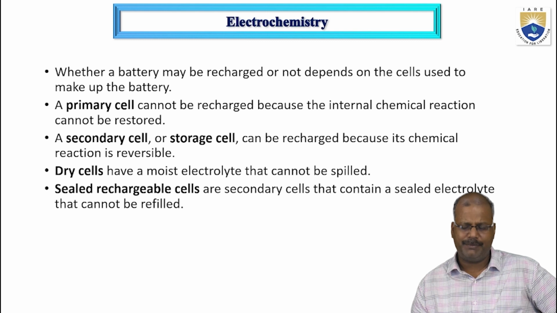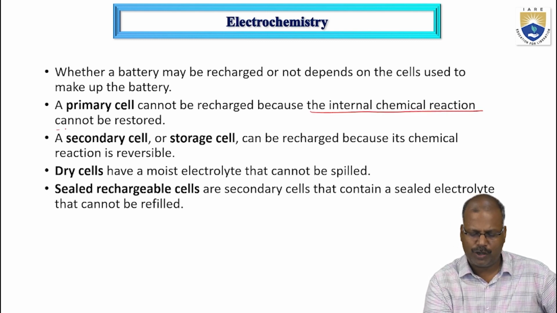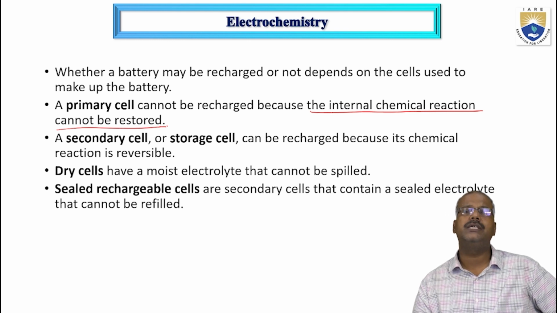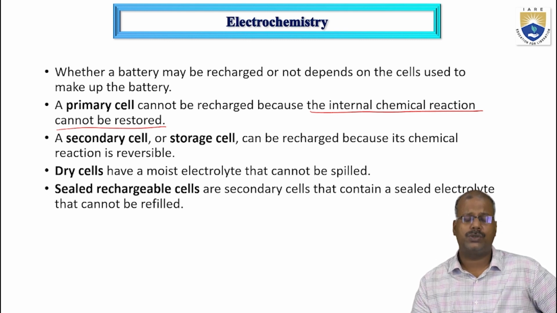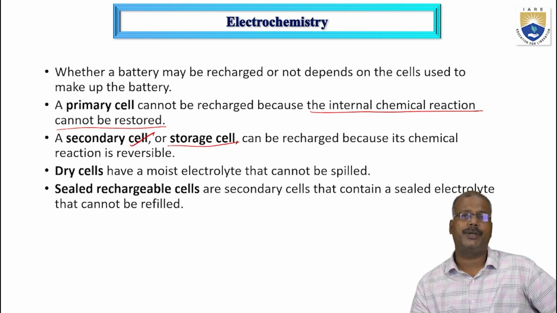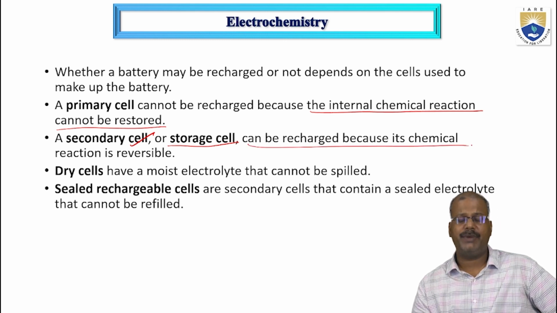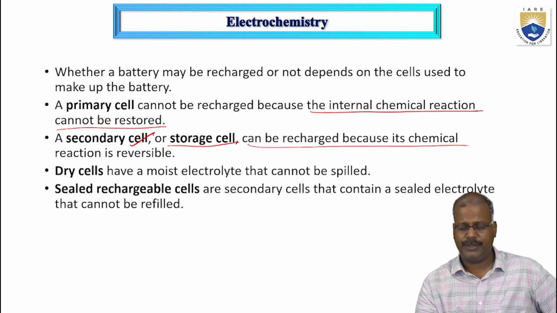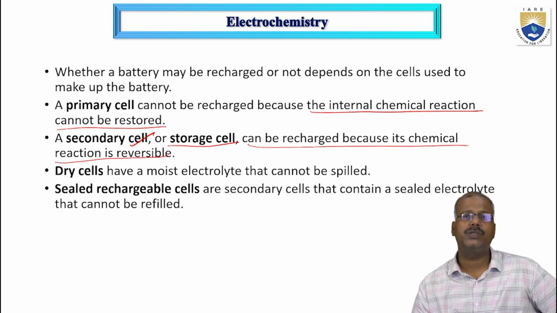Okay, a primary cell cannot be recharged because the internal chemical reaction cannot be restored. Once it is used, it loses its capacity to get restored. Okay, a secondary cell is also called a storage cell because it can be recharged. The chemical reaction can be reversed. Okay, the chemical reaction is reversible. So secondary batteries are also called storage cells.